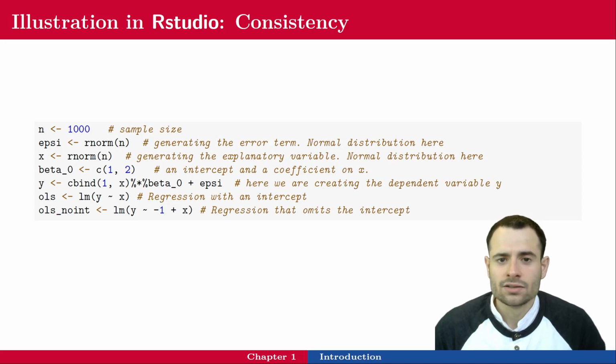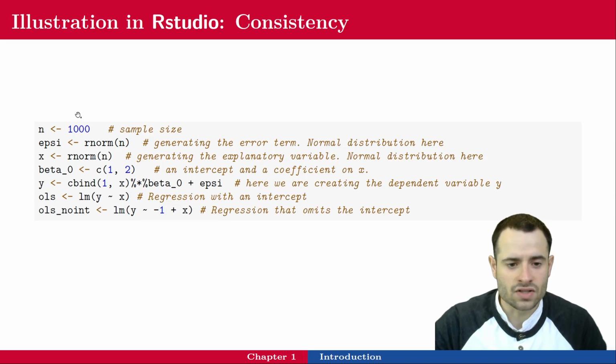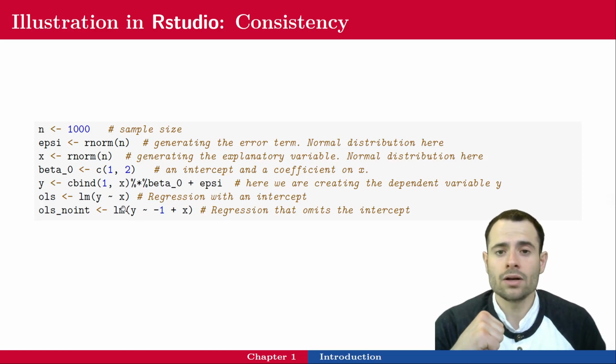So let's ramp it up. Let's increase the sample size. Let's put n to 1000 and nothing else changes. I just generate a bigger sample. My true values are 1 and 2. I run the exact same models as before. According to theorem 1, my estimates should be closer to 1 and 2, to the true values.